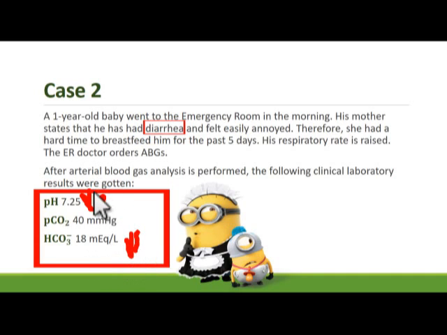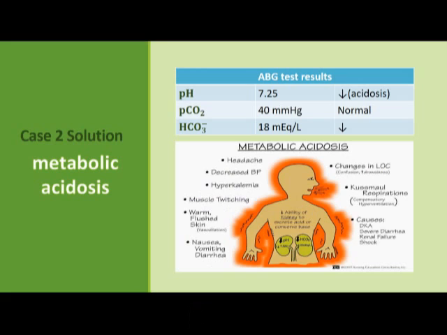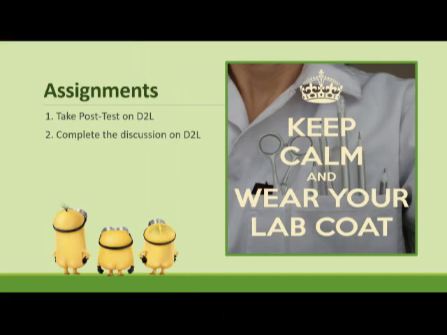So those are metabolic because pH and HCO3 are in the equal direction. So the answer is metabolic acidosis. pH is decreased, which is acidosis, and HCO3 is also decreased, so it is in the equal direction. That means it's metabolic. So it's a metabolic acidosis.